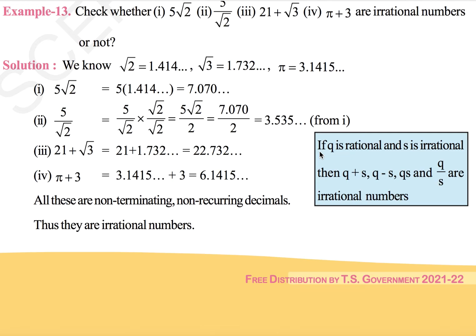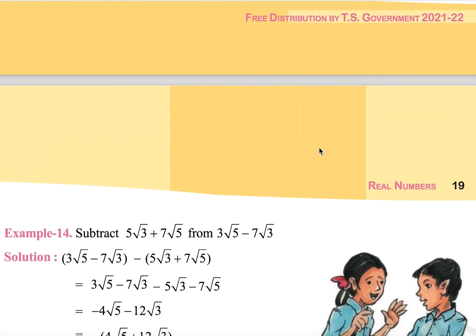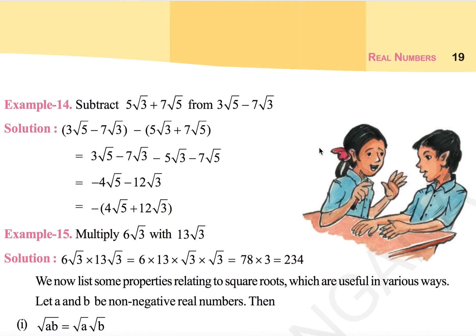Then q plus s, q minus s, q into s, q by s are irrational numbers. The sum of a rational number and an irrational number is irrational. Subtraction of a rational and an irrational number will give you an irrational number. Multiplication of a rational and an irrational also will give you an irrational number, and division of a rational by an irrational number also gives you an irrational number.